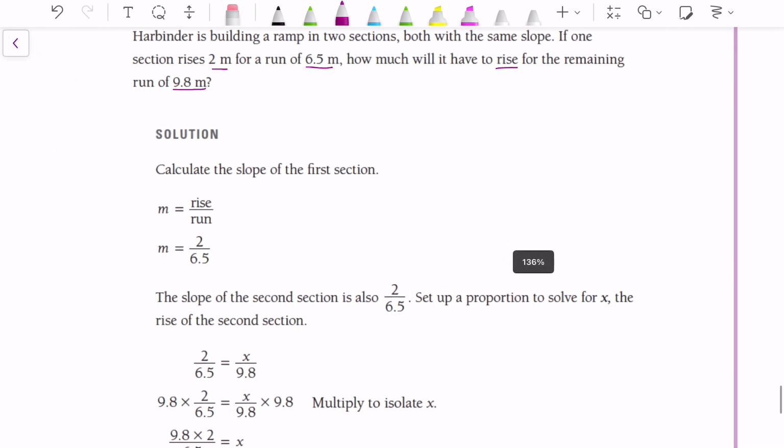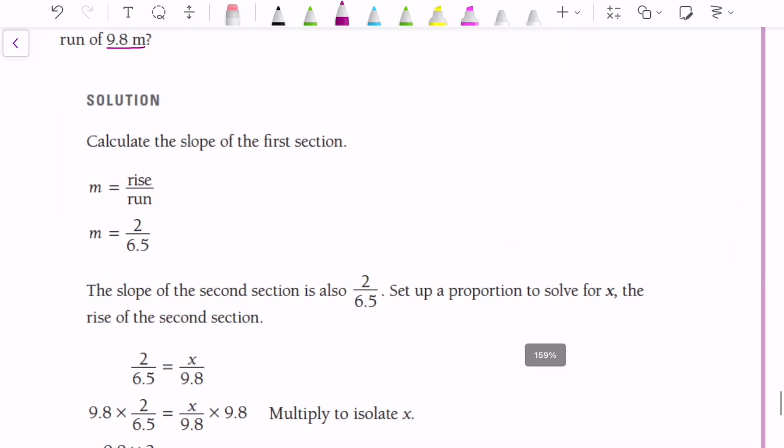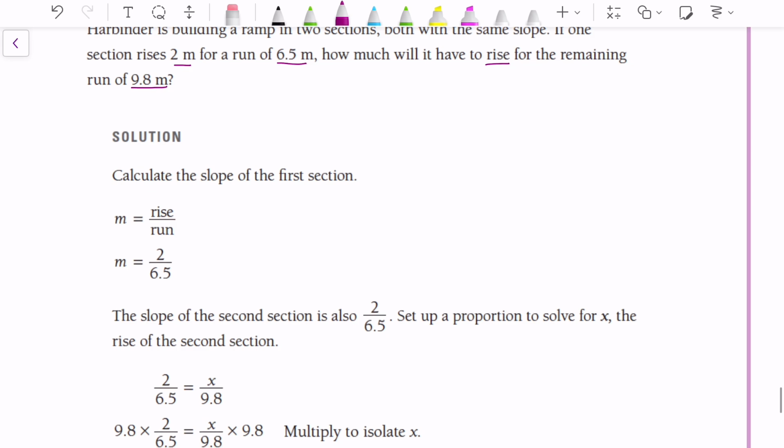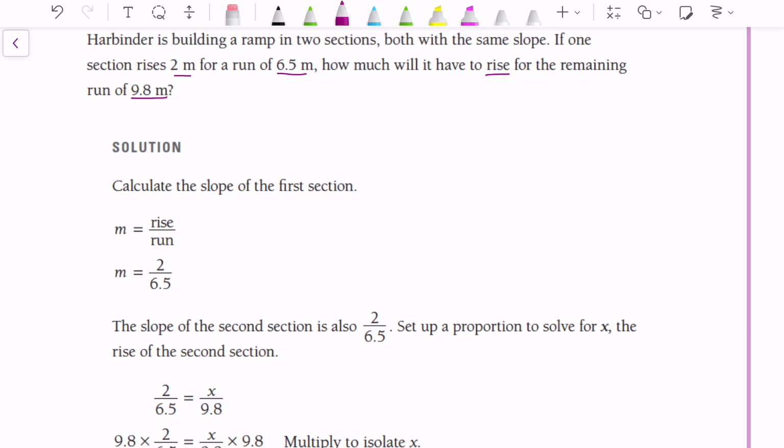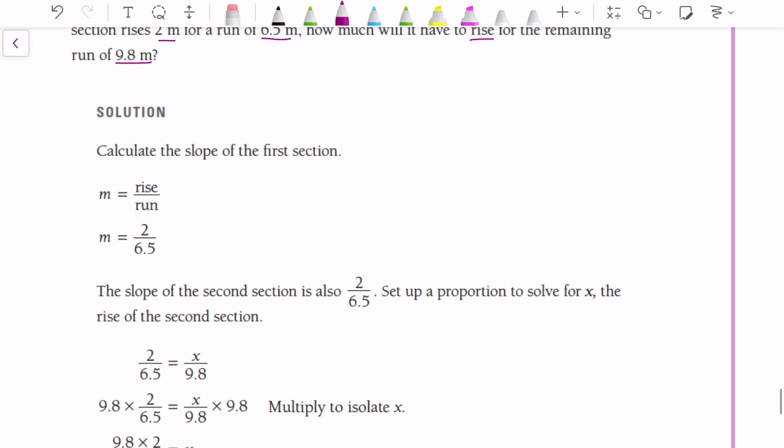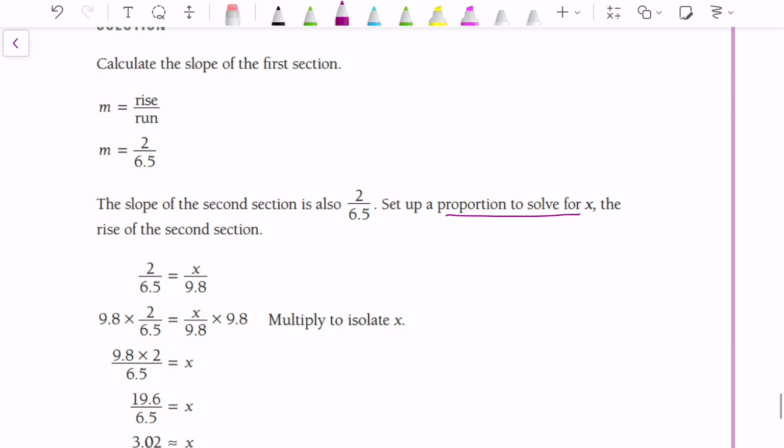All right, so the solution here is to figure out what the slope is. So again, it's talking about the rise of 2. So the rise goes on top. 2 is on the top, and then 6.5 is going to be on the bottom. The slope of the second section is also 2 over 6.5. So we can set up a proportion to solve for x and find the rise of the second section.